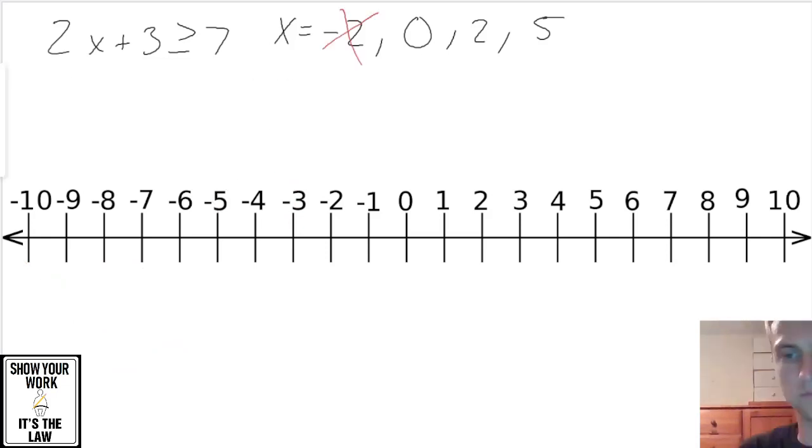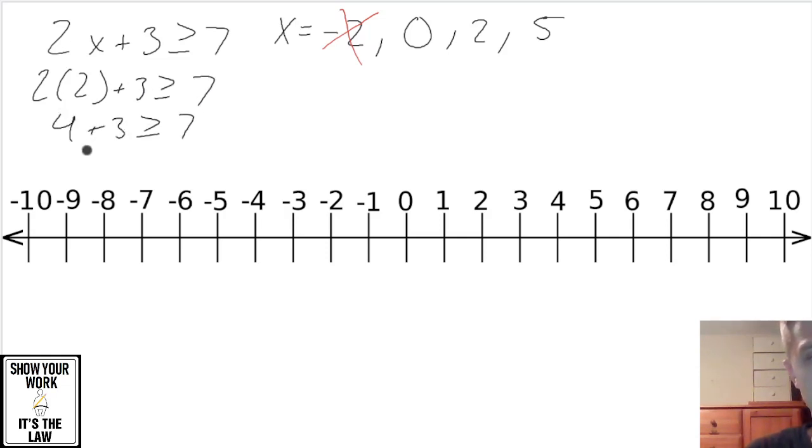Let's try another. How about 2? Let's substitute. 2 times 2 plus 3 greater than or equal to 7. 2 times 2 is 4 plus 3, greater than or equal to 7. 4 plus 3 is 7, greater than or equal to 7. Is 7 greater than or equal to 7? Yes, it is. Therefore, 2 is a solution.